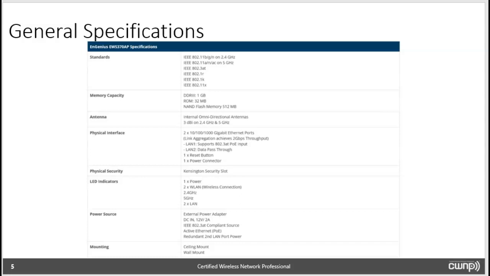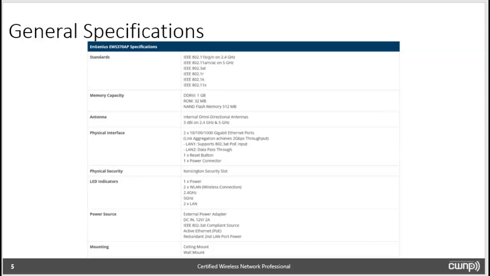So you've got to make sure you understand what those interfaces are and what the LED indicators are. In this case, it tells you a little bit about the power, the wireless LAN, and which band it's in. And then the power source. The power source can say, I can give you DC in, I can give you 802.3at, which is Power over Ethernet. So it gives me a couple of different options.